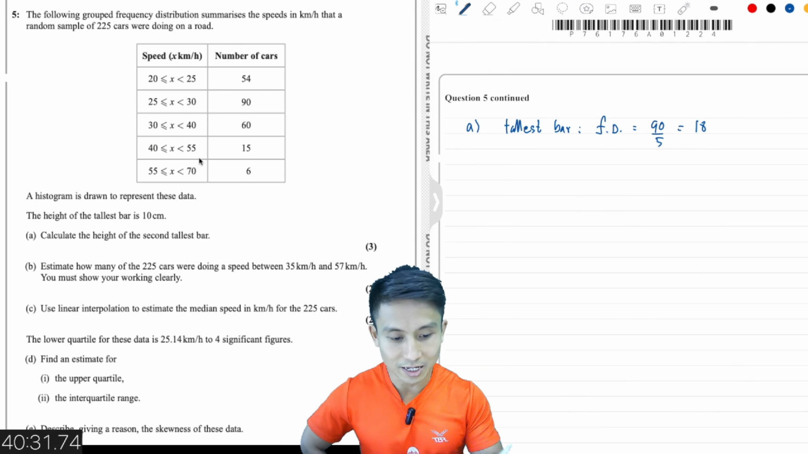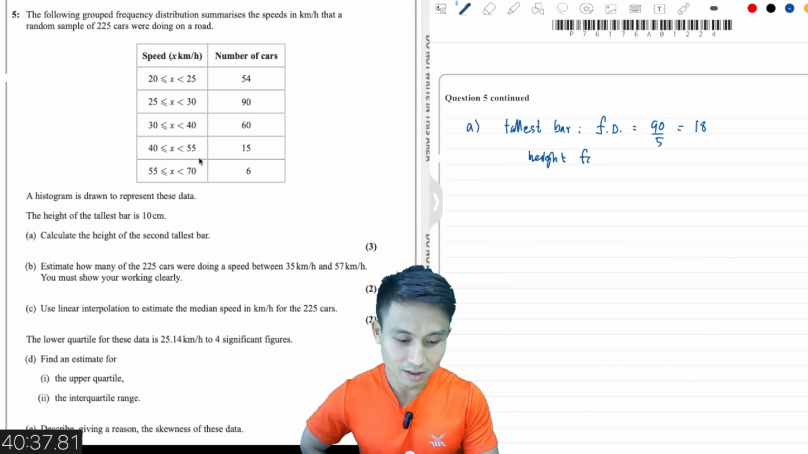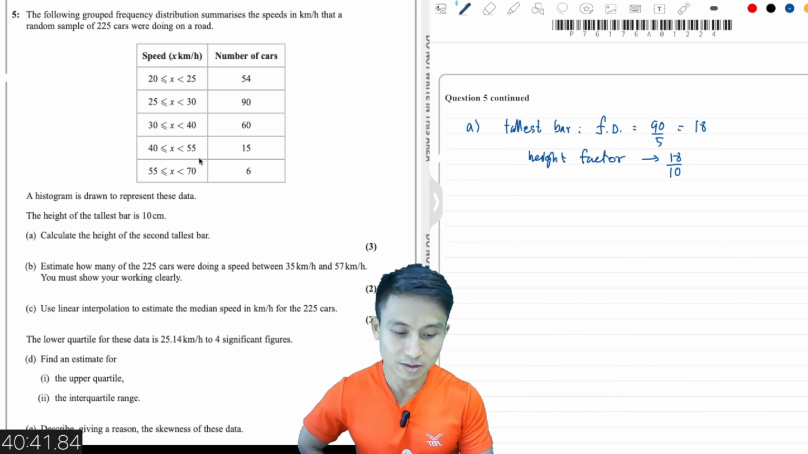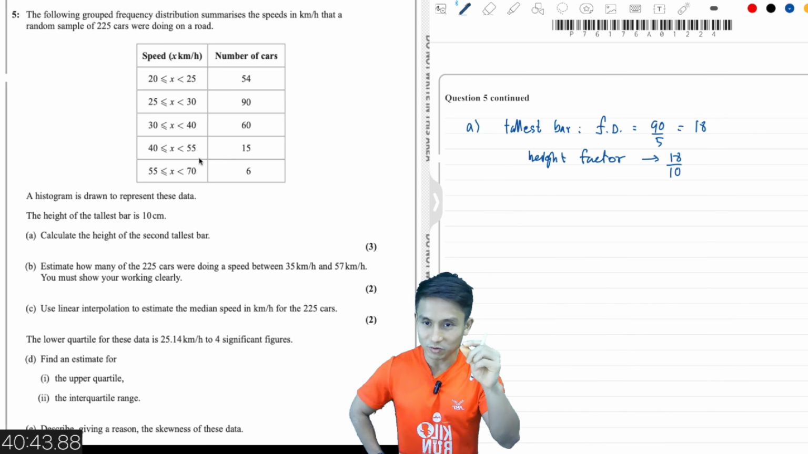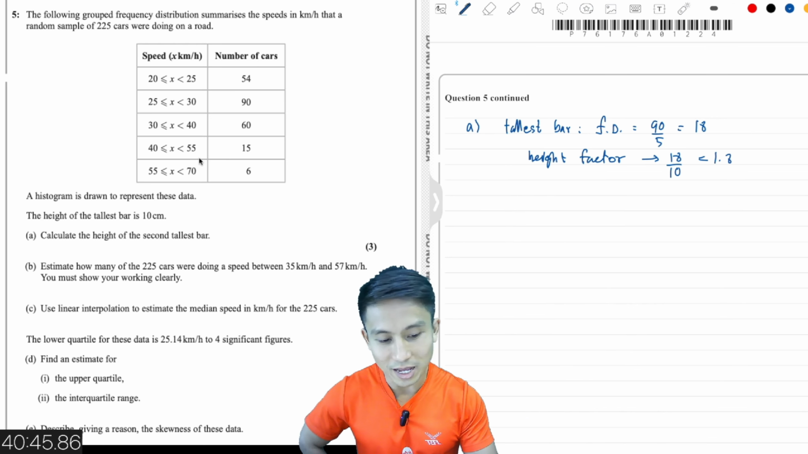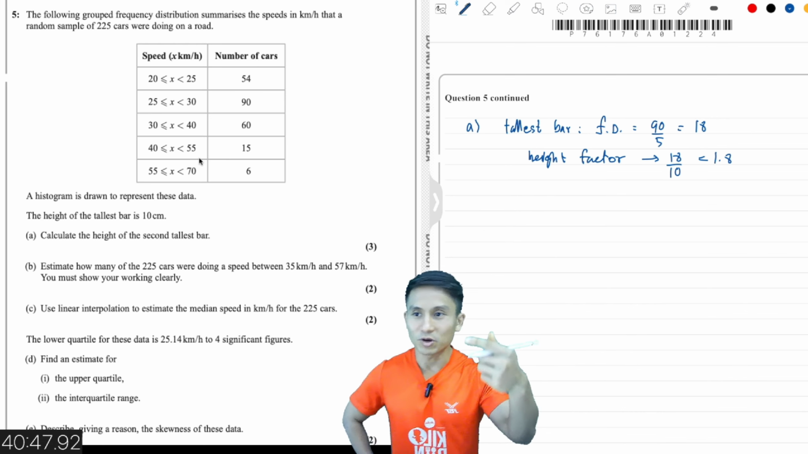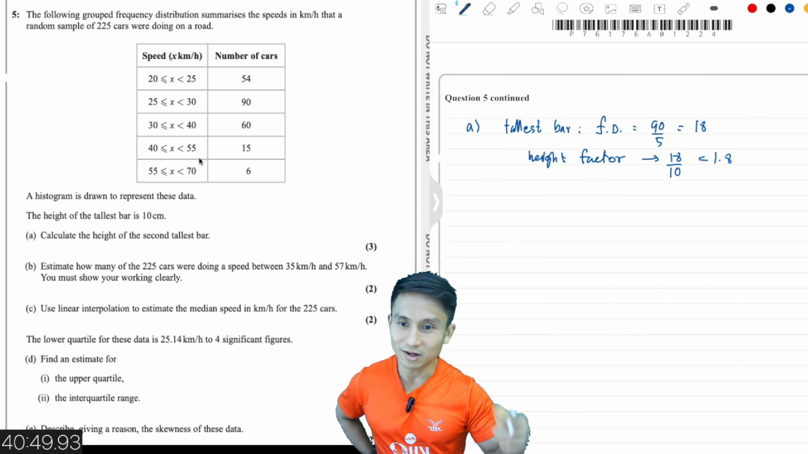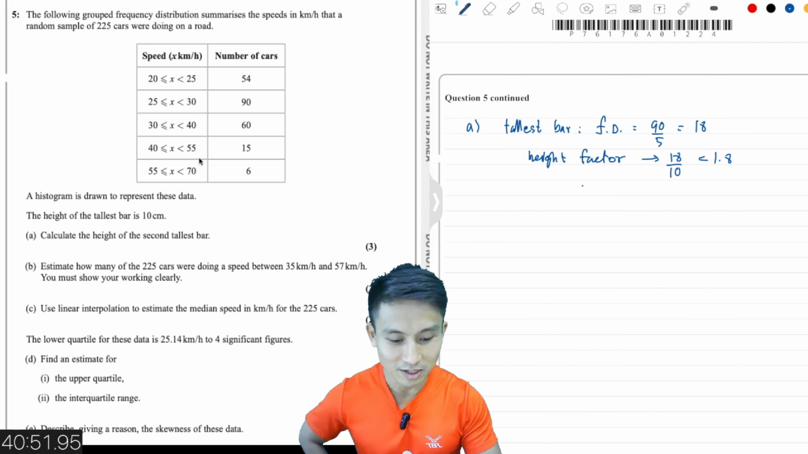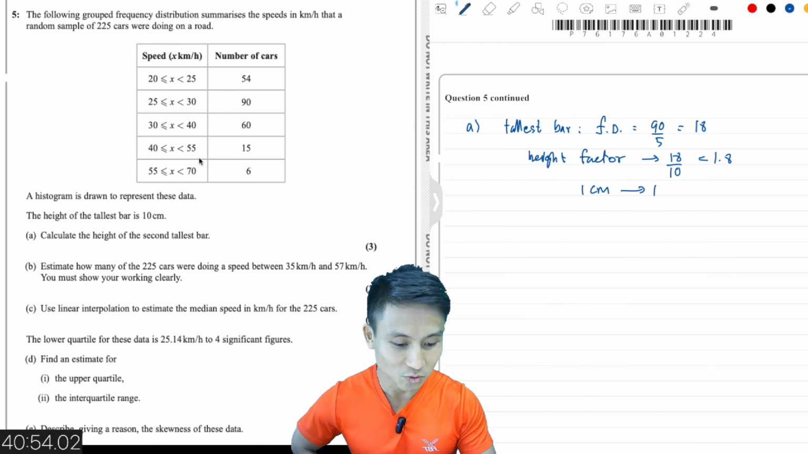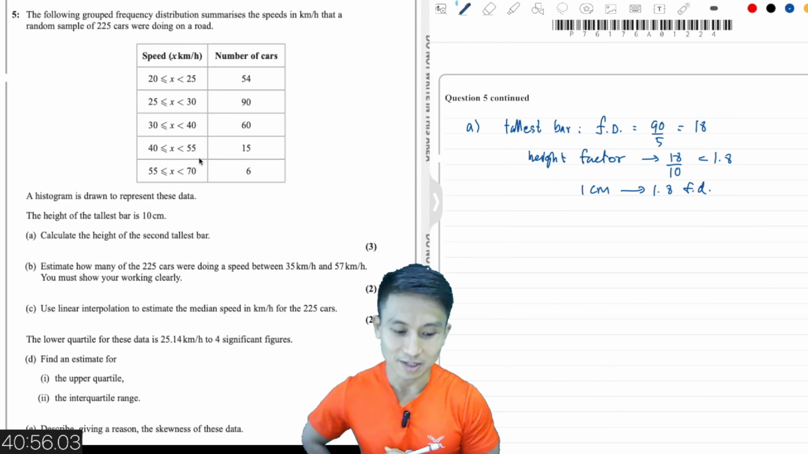So the height is 10, so that means the height factor, I'm just going to put like that, yeah, so it's going to be 18 over 10. So it's 18 of the frequency, so it's 1.8. For every 1.8 frequency density, you need to plot for 1 centimeter. So it's 1 centimeter to 1.8 frequency density, basically.